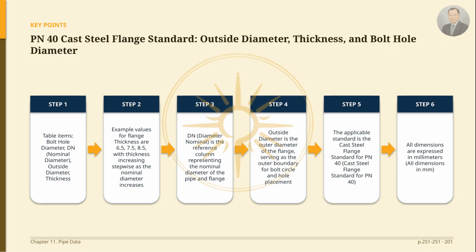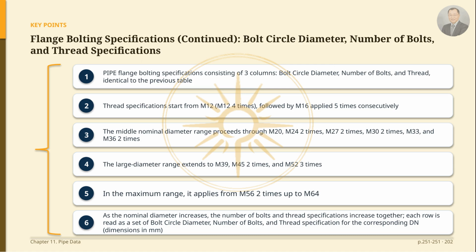All dimensions are indicated in millimeters, so please check the DN value of the piping you are designing first and then refer to the corresponding outside diameter and thickness figures. This is the continuation of the flange bolting specifications we saw previously.